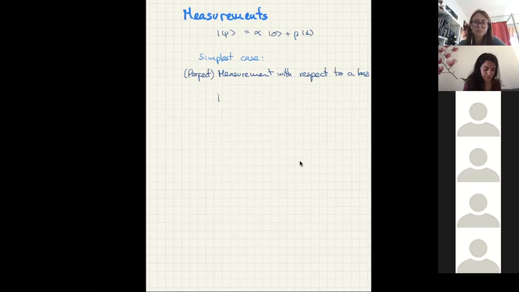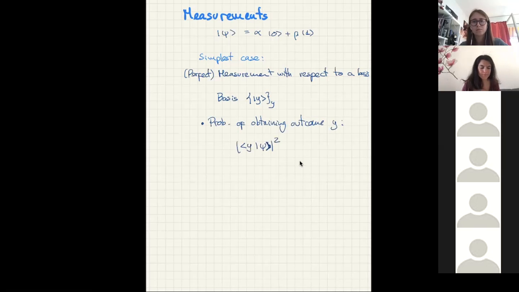Okay. So we take a basis, let's call it y. And two things: the probability of obtaining outcome y is given by the magnitude of y psi squared.